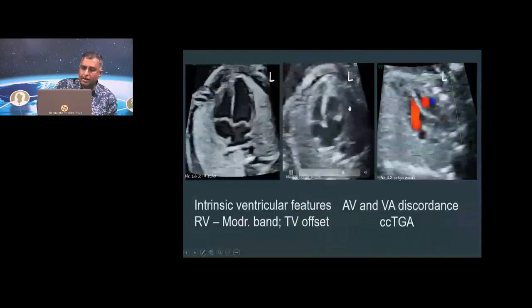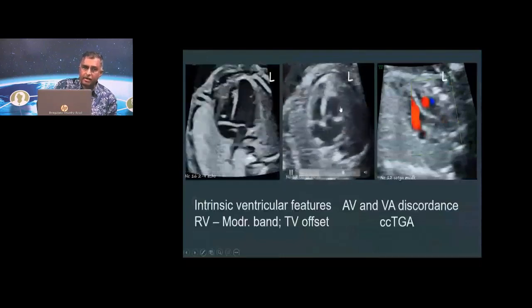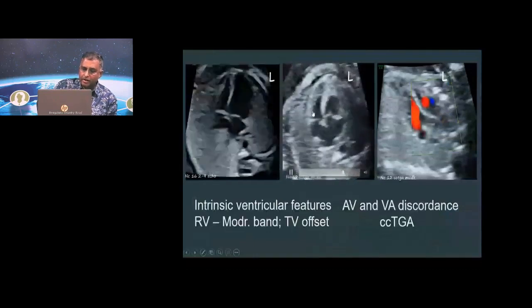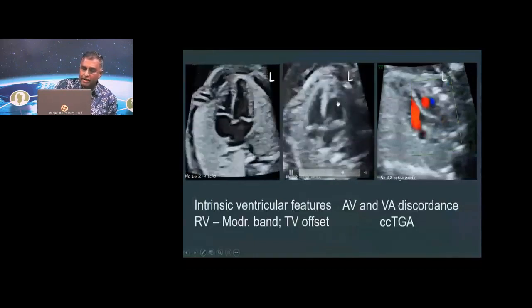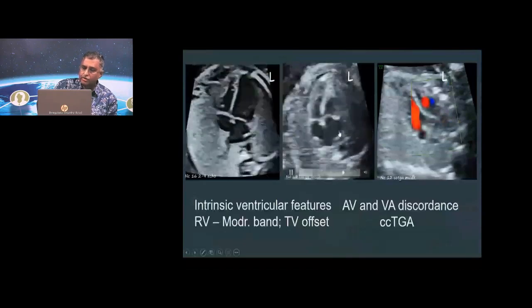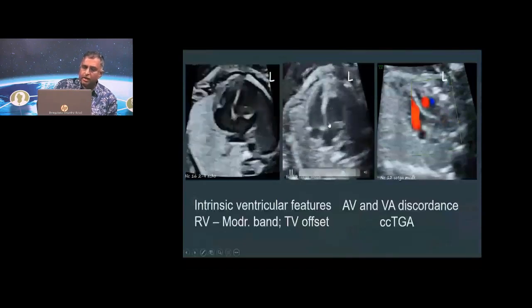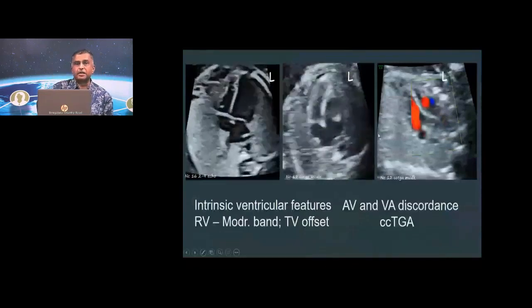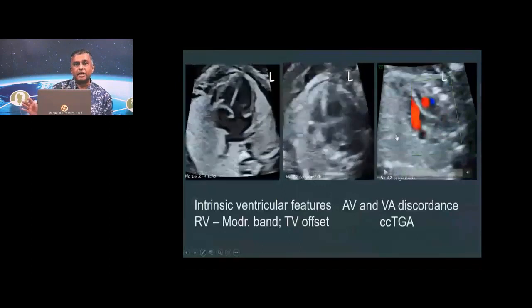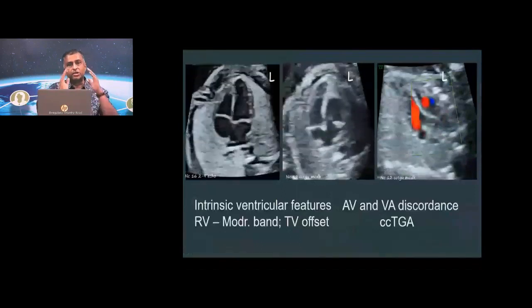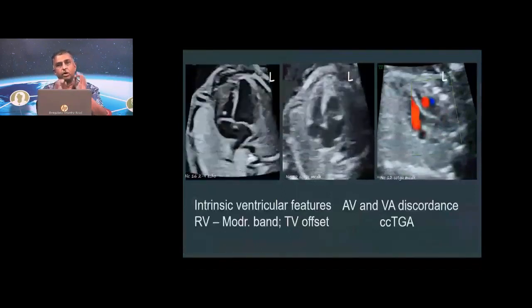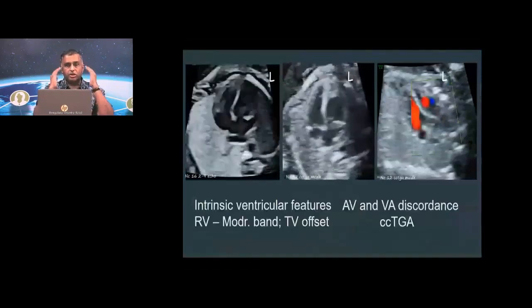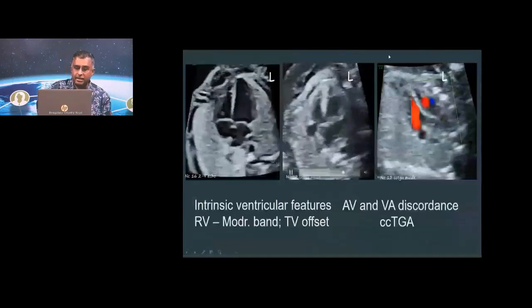So the left-sided chamber is the right ventricle, the morphological right ventricle. This is the morphological left ventricle. This is the left atrium joining the morphological left ventricle, right atrium joining the morphological right ventricle, and that happens in CCTGA. So be very, very critical when you see your four-chamber view. Look for the intrinsic features. Once you begin to have this in your checklist, you will never miss a CCTGA.